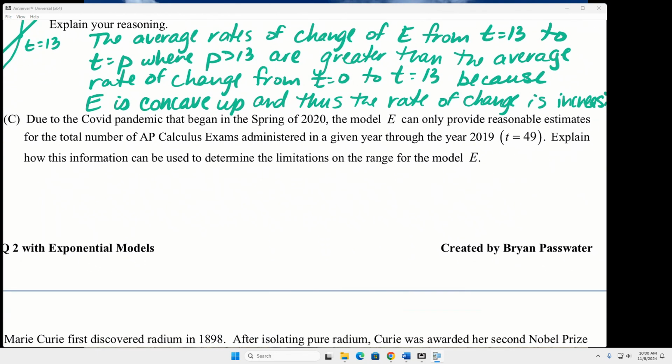So the range is the output. So what do you think the largest output is going to be? That would be the limitations on the range. What's the largest output? You don't have to find it. You just have to say like what you would do to find it. E of 49, exactly. Good job.